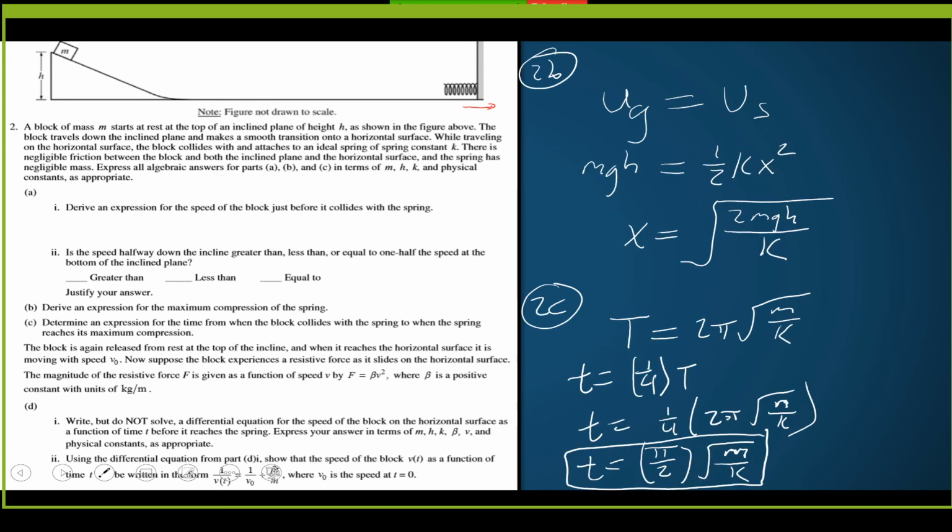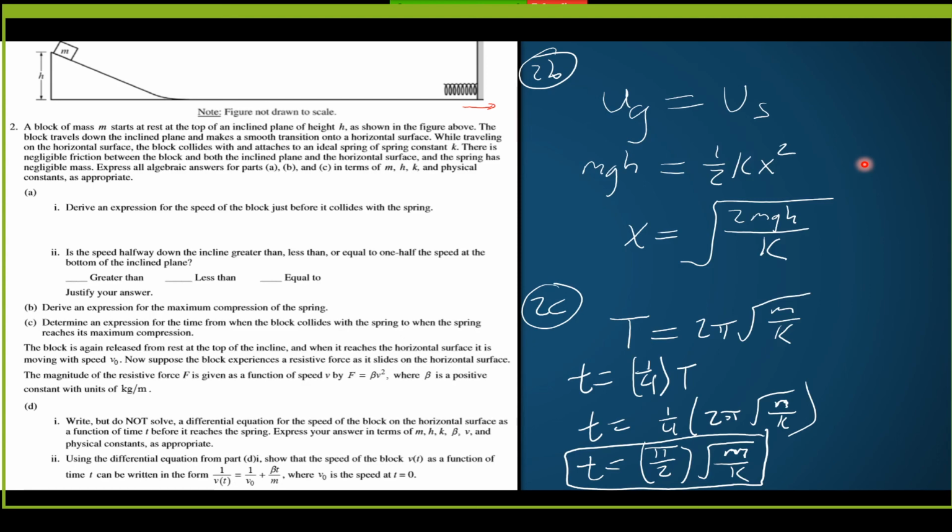Part B, I want to derive an expression for the maximum compression of the spring. So I'm going to set our gravitational potential energy equal to our elastic potential energy of the spring. Our gravitational potential energy is still mgh, but our elastic potential energy is half of kx squared, where x is our displacement from equilibrium. My goal is to solve for the maximum compression. Compression is a measure of the displacement from equilibrium, which is x. So I'm just going to take this equation and solve for x. I'm going to multiply by 2, divide by k, and then take the square root to get my displacement is equal to the square root of 2mgh over k. Any questions on 2b? No question.